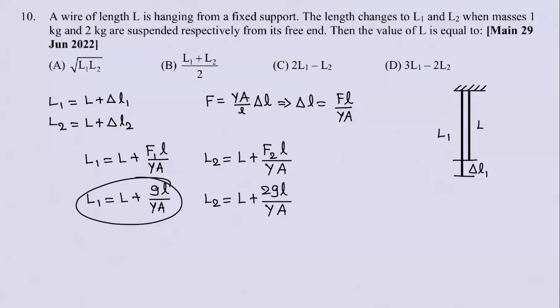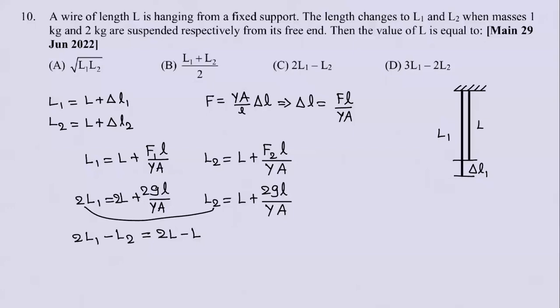Now you can do one thing. You can multiply this entire equation with 2, and you can take this minus this. Reason is you want to eliminate this term. So I can say like this: 2L1 minus L2 is equal to 2L minus L. This minus this equal to this minus this, and these two get cancelled. That's it. That implies L is equal to 2L1 minus L2. Okay. Answer will be C.